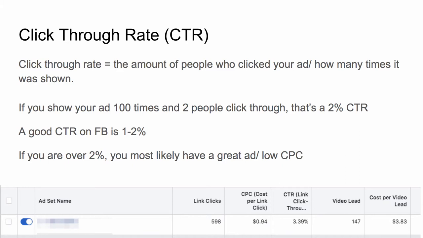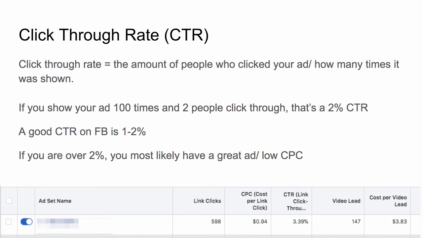The next thing is the click-through rate. This is abbreviated CTR. And the click-through rate is the amount of people who clicked your ad divided by how many times it was shown. So if you show your ad 100 times and 2 people click through the advertisement to your landing page, that's a 2% click-through rate. Now, a good click-through rate on Facebook is anywhere from 1 to 2%. So most of the people that see your ad, even with an amazing advertisement, are not going to click through your ad. And the click-through rate that we're focused on is the link click.